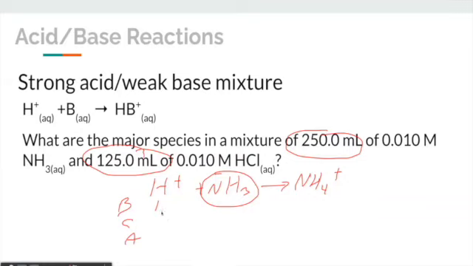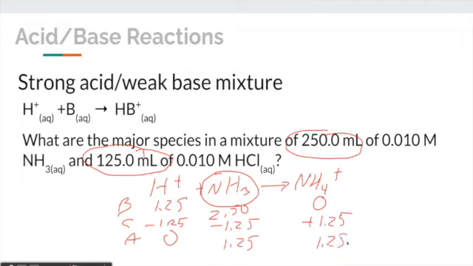This is 1.25 millimoles, and this is 2.50 millimoles. And then there's none of this, of course. The change is going to be, the H+ is the limiting reactant. We're going to lose 1.25 millimoles of both of these, and then we're going to gain 1.25 millimoles of NH4+. So in the end, we don't have any H+. We're going to have 1.25 millimoles of NH3, and we will have some NH4+.